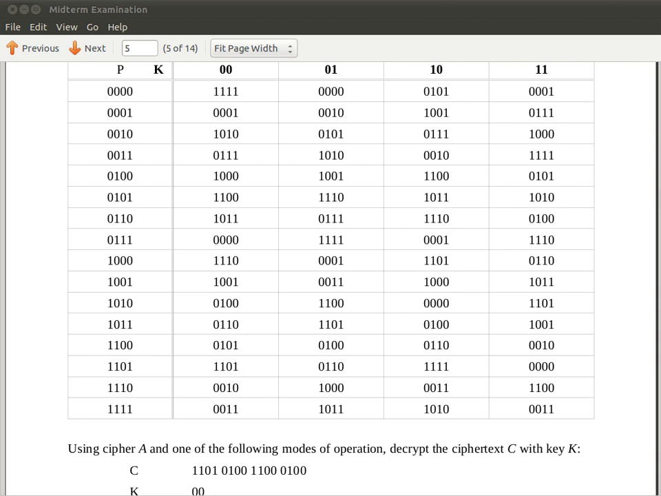Who got that answer? Hang on first, I'll get you. Who got that answer for CBC? Anyone get a different answer? If you didn't get an answer, then keep going. If you got a different answer, something went wrong. Ask me and I'll help. Now, next one, CFB.